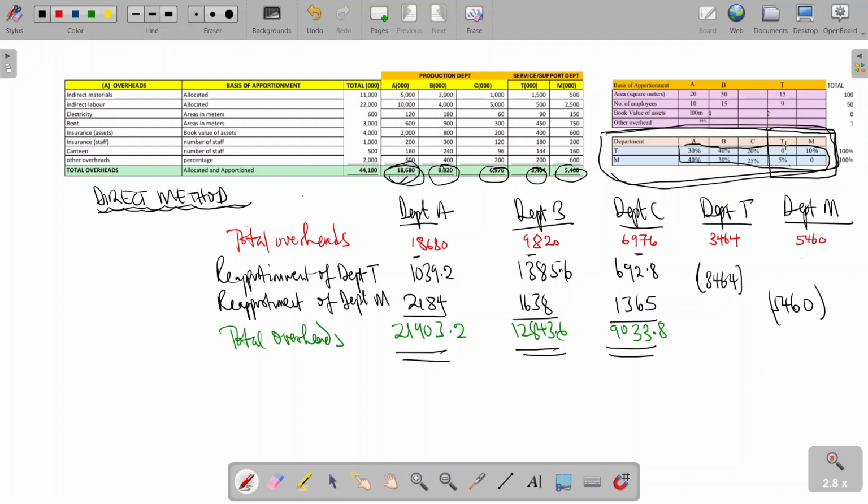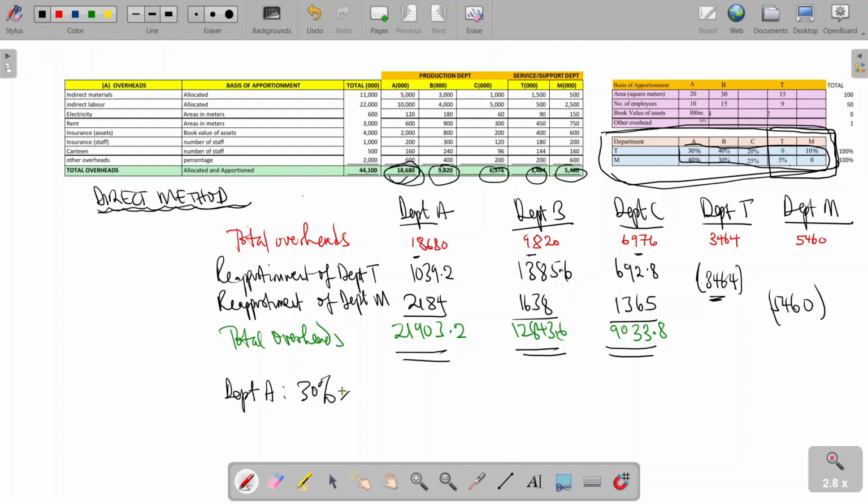So we start with Department T first with a total overheads of 3460. Now, in order to get Department A, we have to take 30 plus 40 plus 20, right? 30 plus 40 plus 20 will give us what? 90, right? So in order to share, we are going to use these percentages as they have been given here.